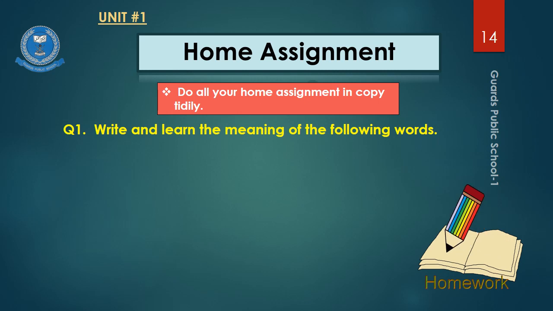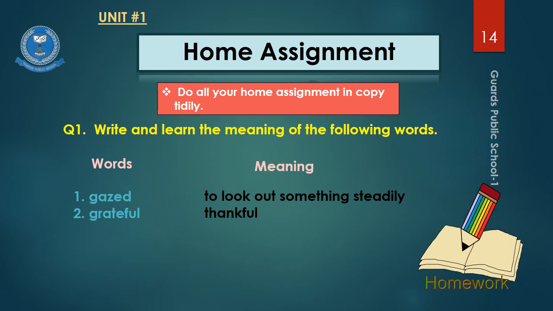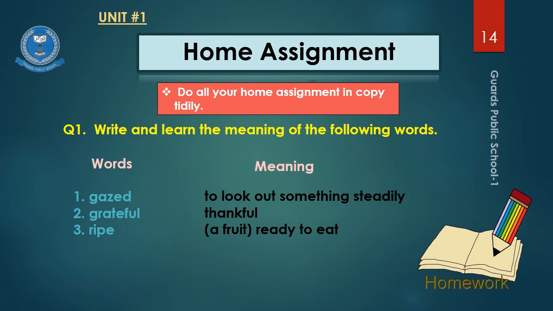Number 1 is gazed. Gazed means to look at something steadily. Number 2, grateful. Grateful means thankful. Ripe, a fruit ready to eat, completely ripened so that we can easily eat it. Nodded. Nodded means to make a movement up and down of your head.